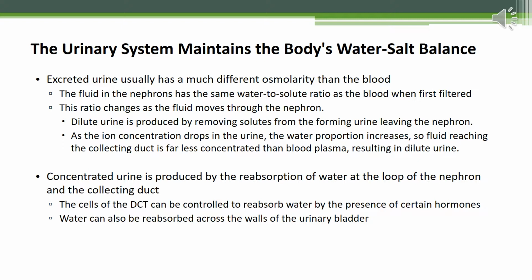Concentrated urine is produced by the reabsorption of water at the loop of the nephron and the collecting duct. The cells of the DCT can be controlled so that they reabsorb water, and this is done through the use of certain hormones. Water can also be absorbed across the wall of the urinary bladder, which is quite helpful if we need to conserve water.